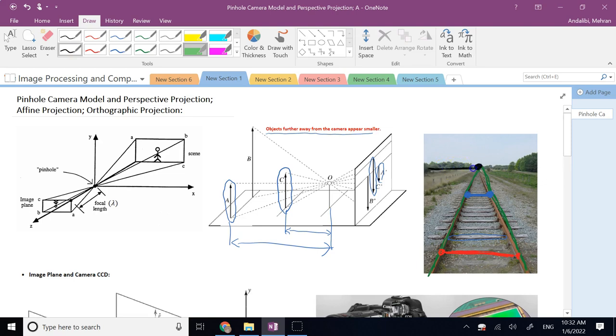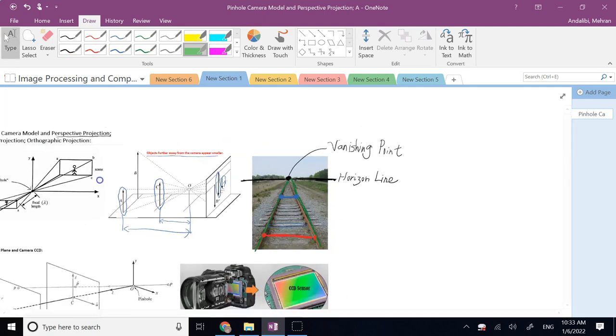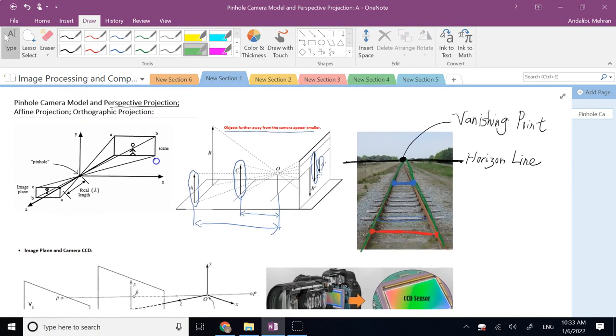This is your horizon line here. This is the line beyond which you cannot see anything. And the point that these parallel lines in the depth converge to is what we call a vanishing point. So this is the customary thing that you see in perspective projection, and that's how a camera would see, and that's how our eyes would see the real world.